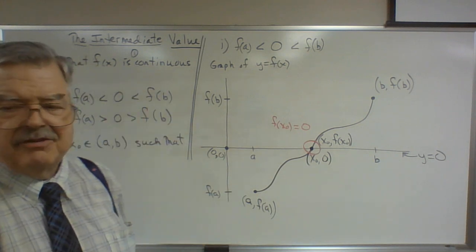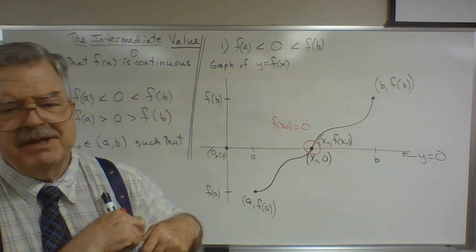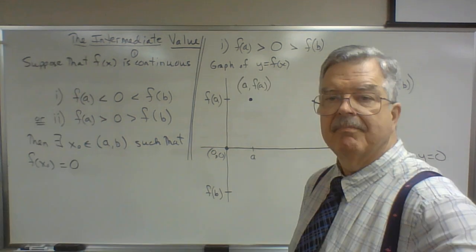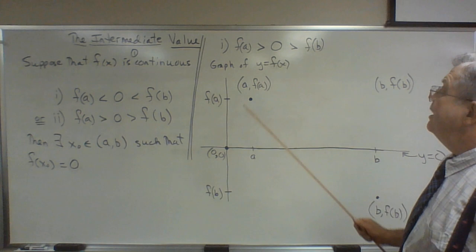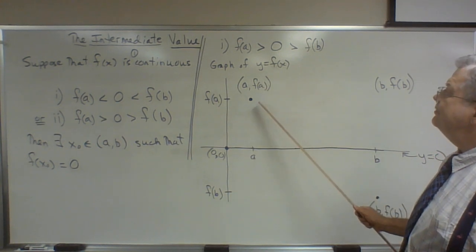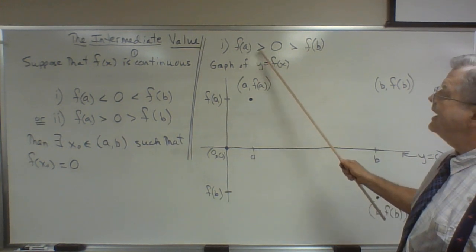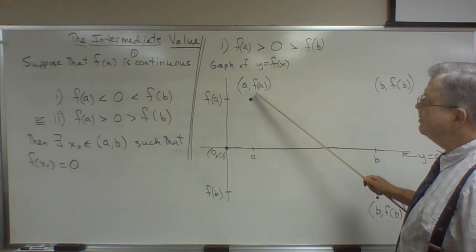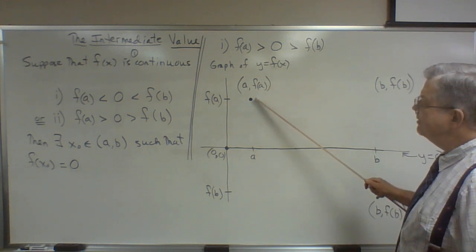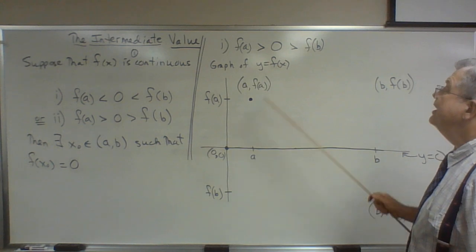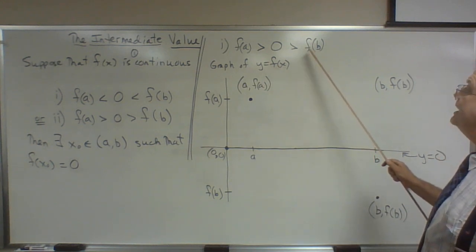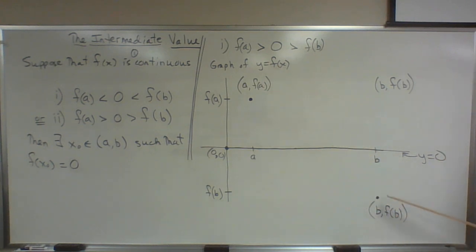Now we'll look at case 2. Why not? Just for the sake of being thorough. Here's the graph of y equals f of x, and this time f of a is positive. So the point a, f of a, lies above the x-axis. And this time f of b is negative. So the point b, f of b, lies below the x-axis, also known as the line y equals 0.